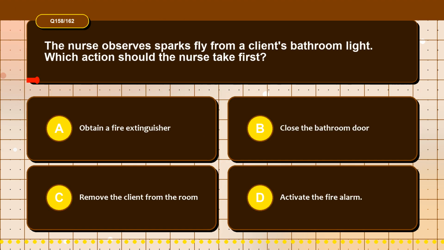Question 158. The nurse observes sparks fly from a client's bathroom light. Which action should the nurse take first? Here are the options. Option A. Obtain a fire extinguisher. Option B. Close the bathroom door. Option C. Remove the client from the room. Option D. Activate the fire alarm.